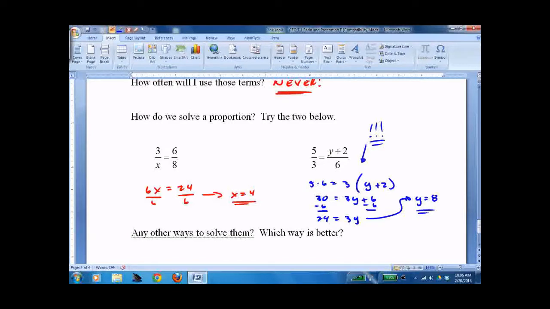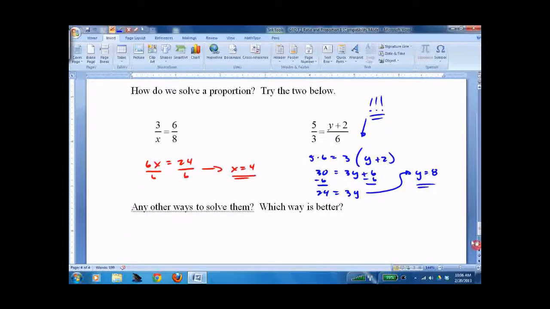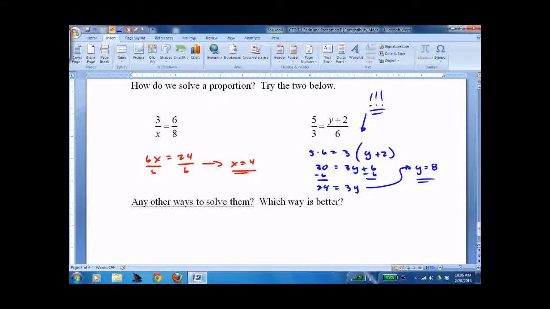And this is the point I always say, is there a better way to do this? And a lot of people say, no, that's the only way you could ever do it. You have to cross multiply. Well, some people say, notice to get from 3 to 6 I multiplied by 2. So what times 2 is 4? Well, that's easy. X will equal 4.